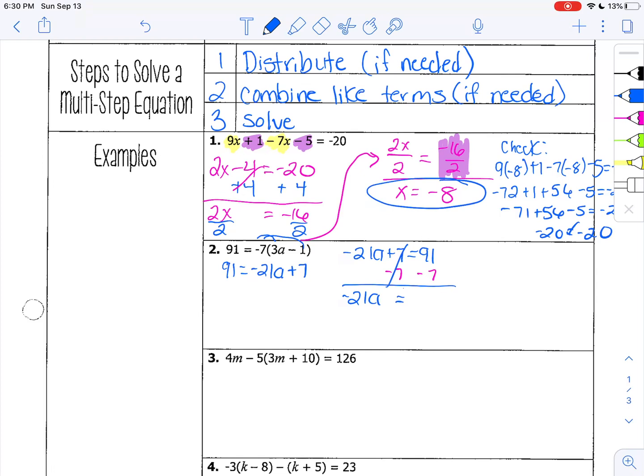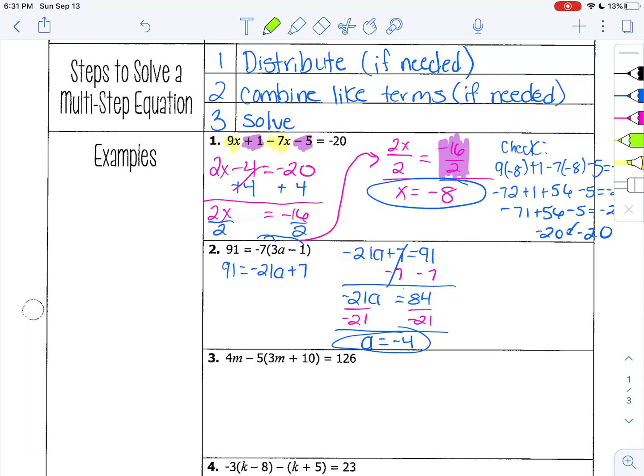which leaves us with negative 21a equals 91 minus 7 is 84. Then, to get rid of negative 21, remember negative 21 times a, so instead of times negative 21, we're going to divide both sides by negative 21. Which leaves us with a equals 84 divided by negative 21 is negative 4.